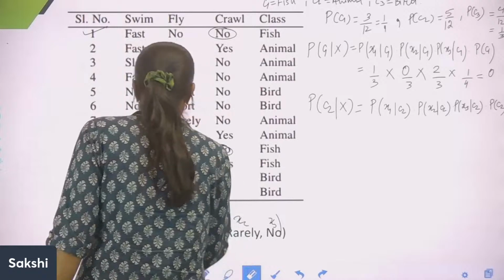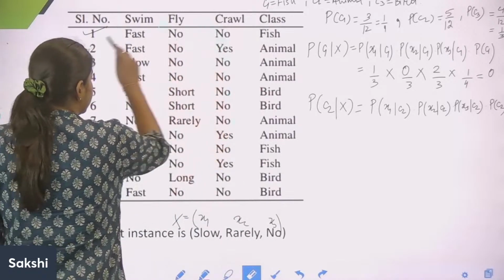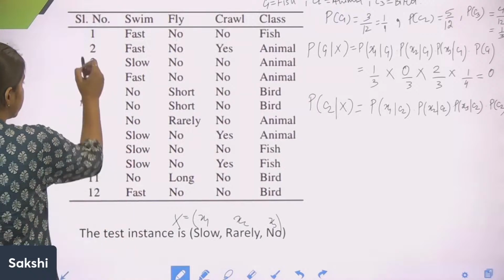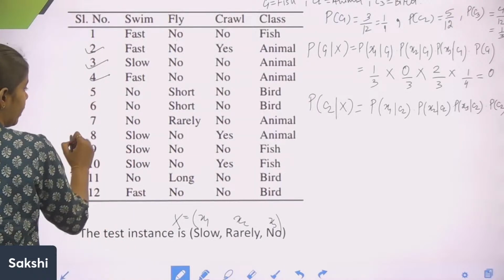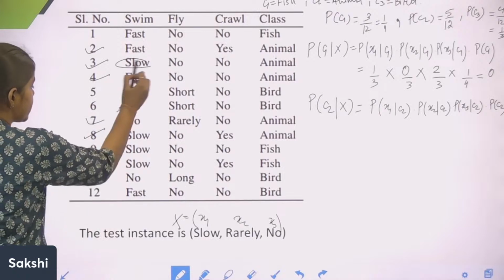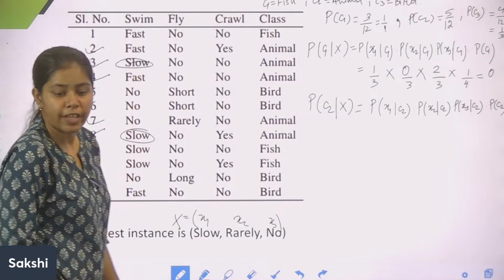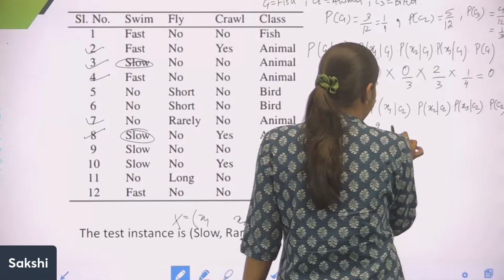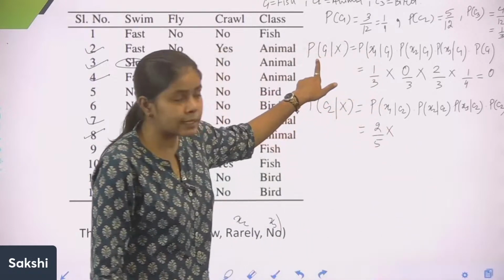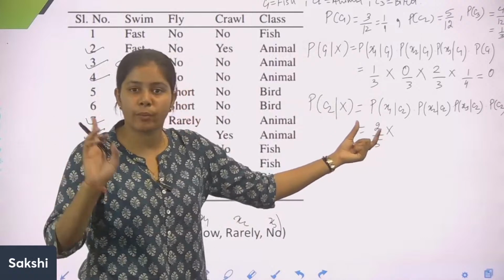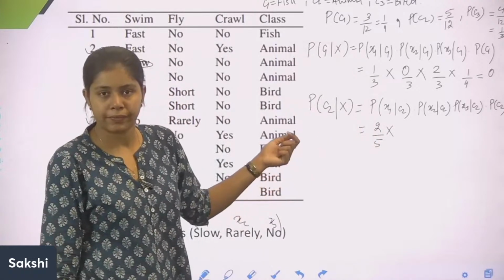So let's see what are the examples I have to consider. I have to talk about animal now, right? So this is animal, this is animal, this is animal. These two are also animal. So I have to take slow. This is slow, this is slow. Out of 5 examples, I have 2 slow. So probability would be 2 by 5. See guys, for class C1, I have only 3 examples, but for class C2, I have 5 examples. So probability would become 2 by 5, right?